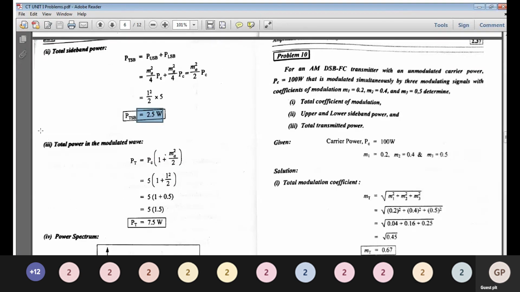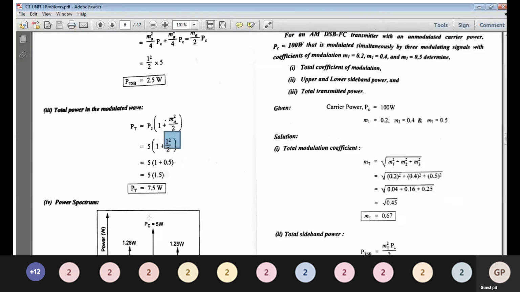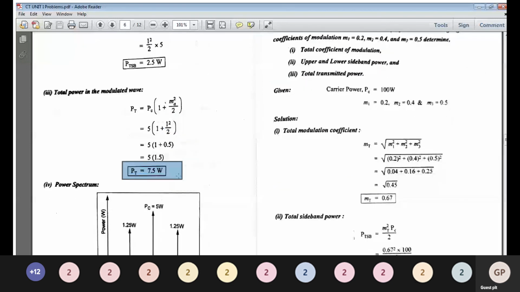Next one is total power in modulated waveform. This is the formula, already we know this formula. Pt equal to Pc into 1 plus Ma square by 2. Pc value is available, Ma value is also available. After substituting the value, we got the total power equal to 7.5 watts.